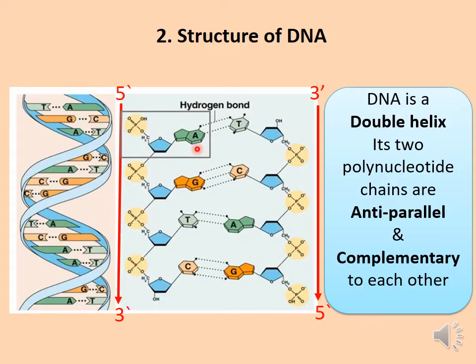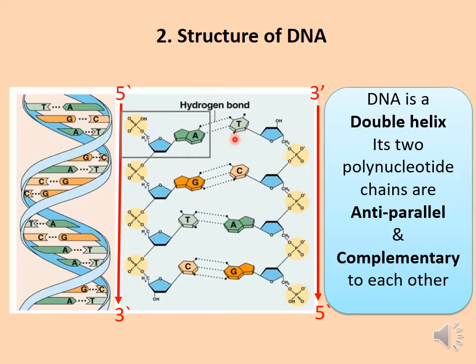These nitrogenous bases are of two types. They are purines and pyrimidines. Adenine and guanine are purines and thymine and cytosine are pyrimidines. As you can see here, hydrogen bonds are formed between these nitrogenous bases and stabilize the DNA double helix.